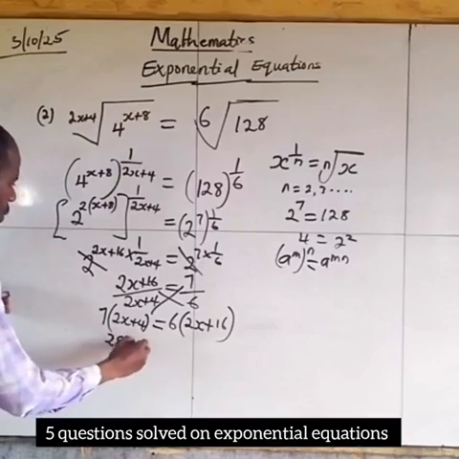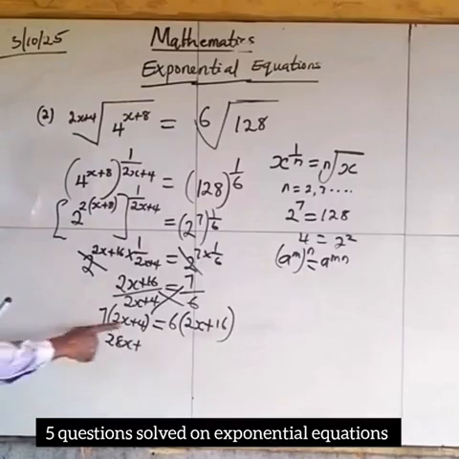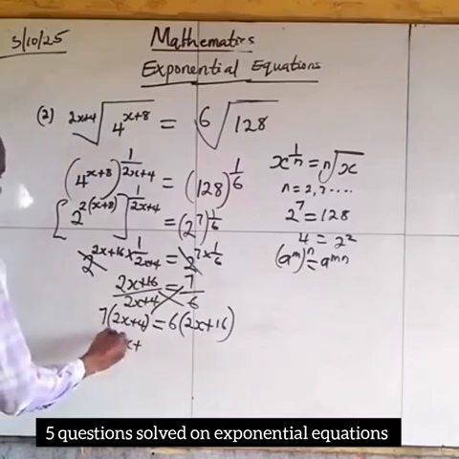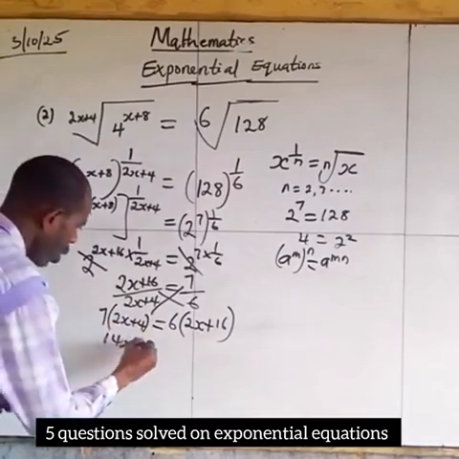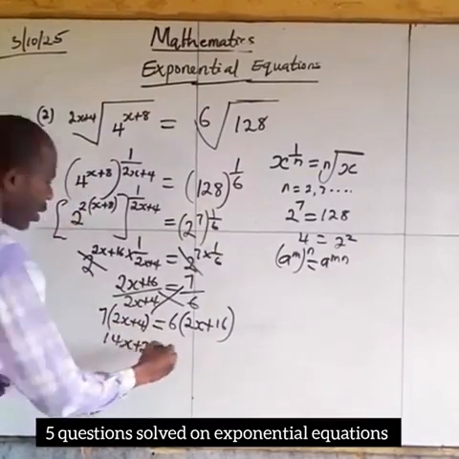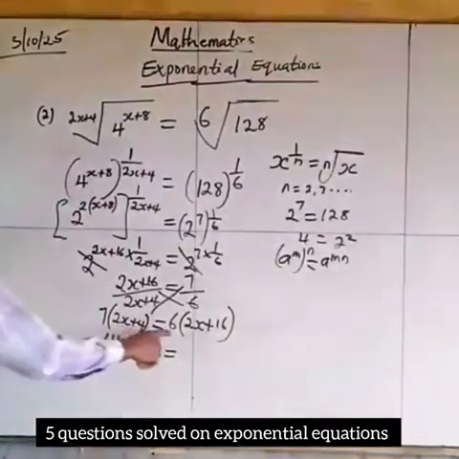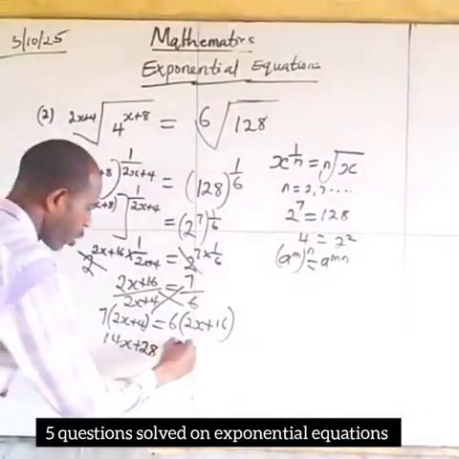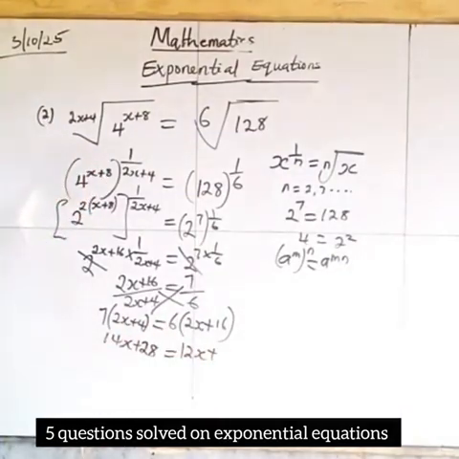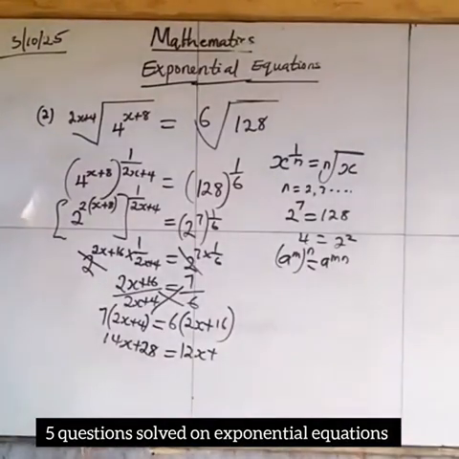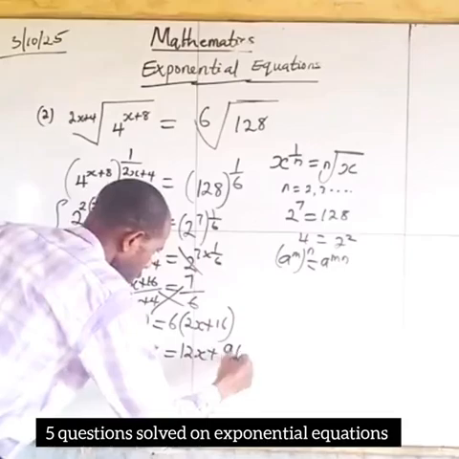28x plus, oh, sorry, that's not 28, that's 14x. 14x, then 7 times 4 will give us 28. Then equate it. 6 times this gives us 12x plus, let us multiply 6 times 16. 6 times 16 will give us 96.